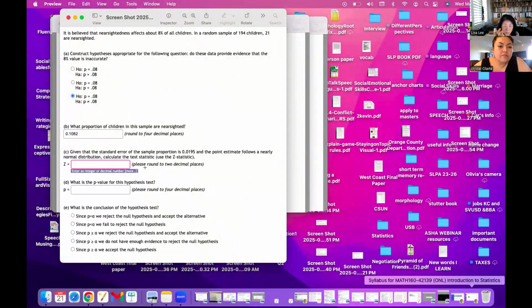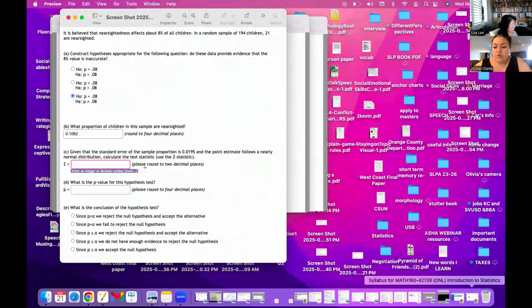Read again the first sentence on the top. It is believed that nearsightedness affects about 8% of children. In a random sample of 194, 21 or near 21? Yeah, 21. This form already gives you 21. You don't need to multiply. Another form, we have to take a sample size and multiply by the percent. But this one is already given to you. So you just use it, 21 and then 194. That's right. Not equal.